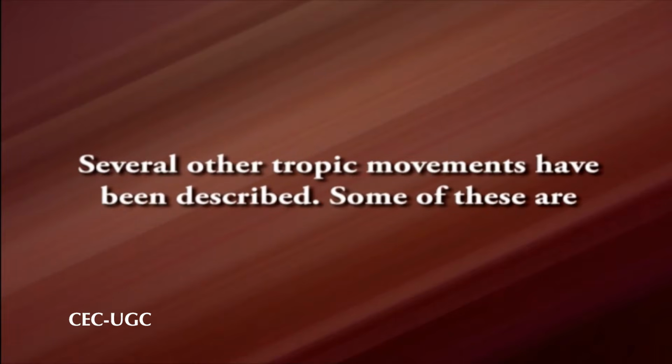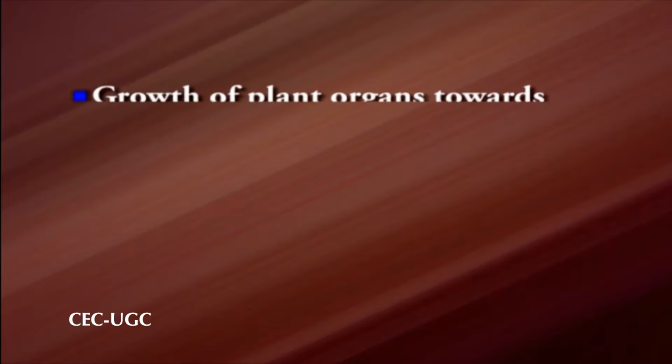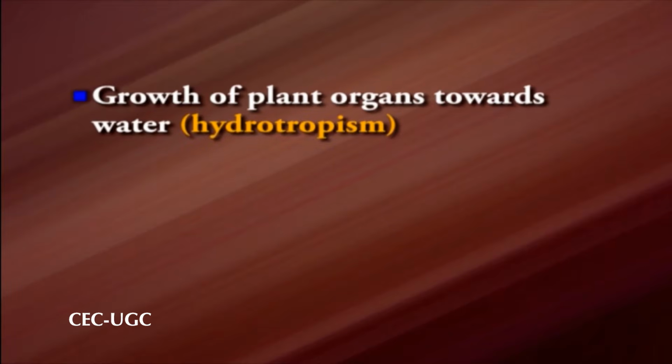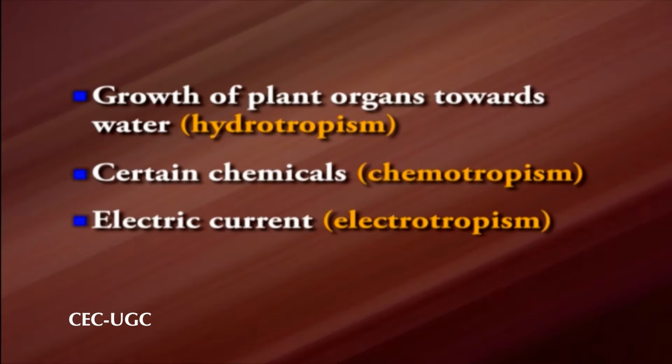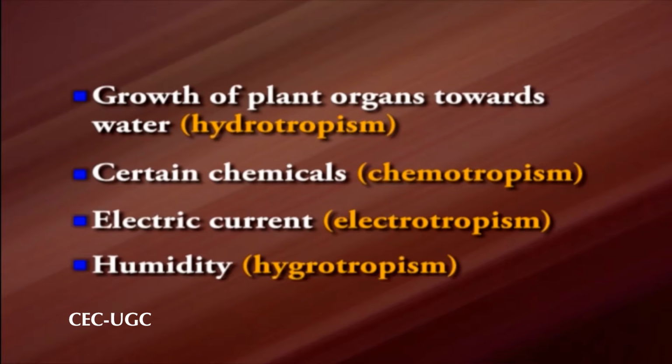Over the years, several other tropic movements have been described. Some of these include growth of plant organs towards the water, what is known as hydrotropism. Also towards certain chemicals, what is called chemotropism, or sometimes electric current, known as electrotropism, and also the humidity gradient, what is called hygrotropism.